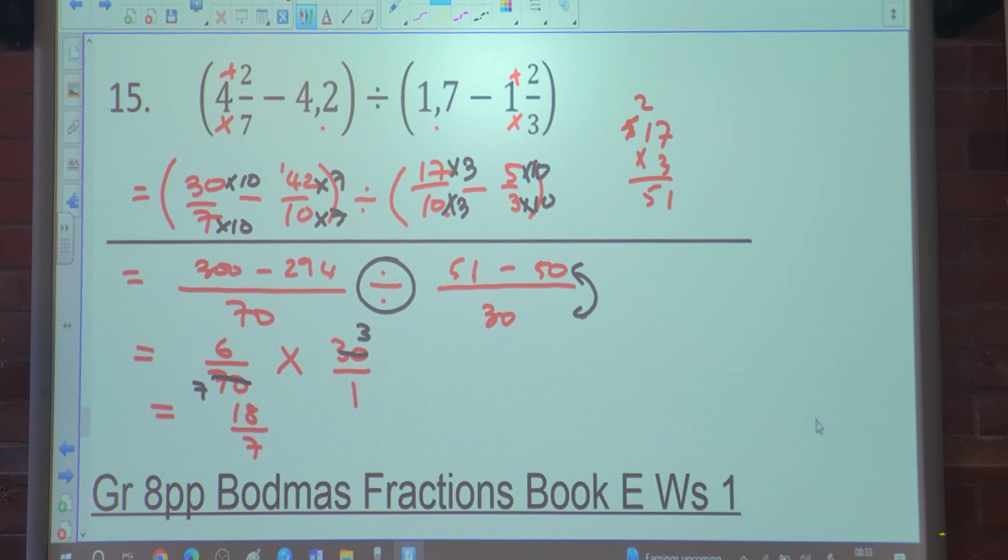Any confusion there? So that basically brings us to the end of book E, worksheet. Okay.